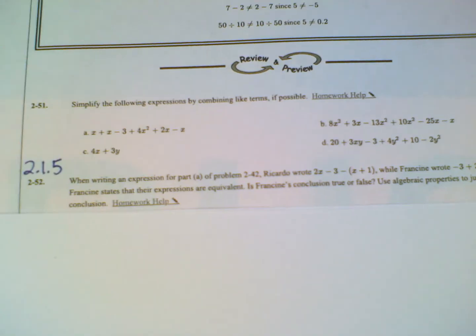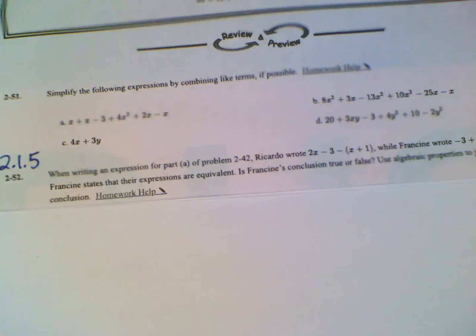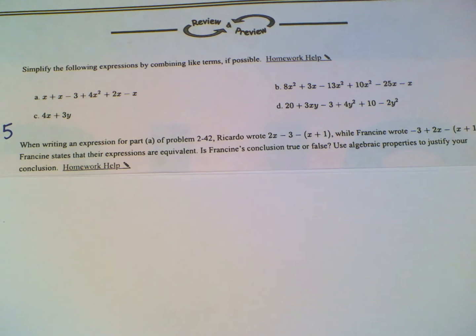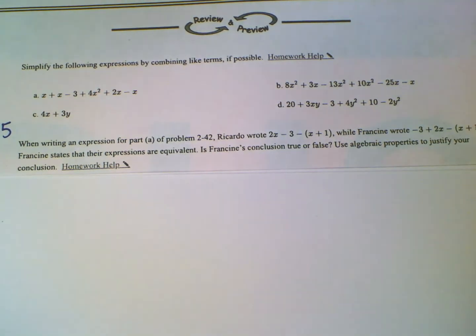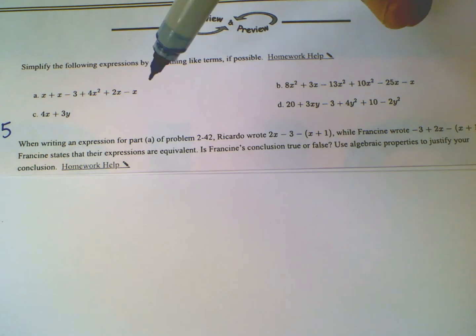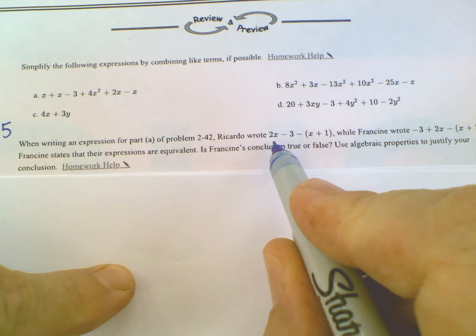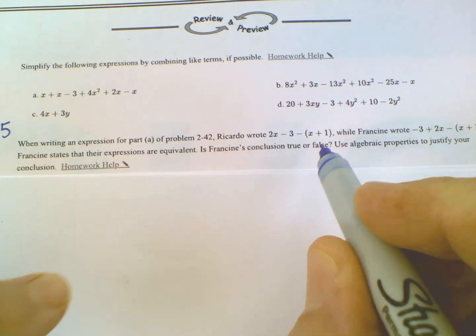All right, so we're going to look at 2.1.5, number 2-52 first. It says when writing an expression for part A of problem 2-42, Ricardo wrote 2x minus 3 minus quantity x plus 1.